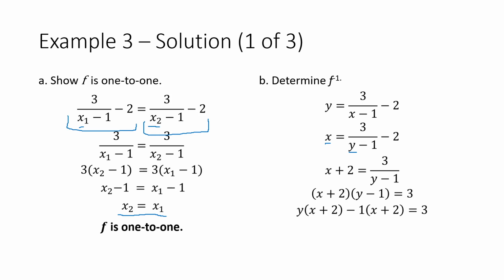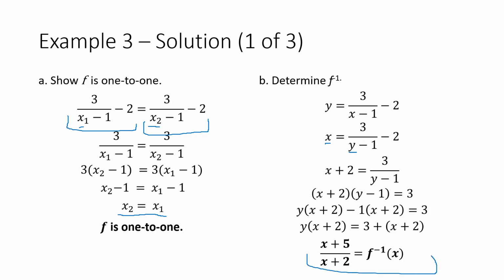Or you can FOIL this out. That works too, right? This is like y times x plus 2 minus 1 times x plus 2. And then from there, we would go ahead and add the 1 times x plus 2 over, divide by x plus 2, and we've got our inverse function. This is a rational function now. That's kind of cool, right? We've got x plus 5 over x plus 2.